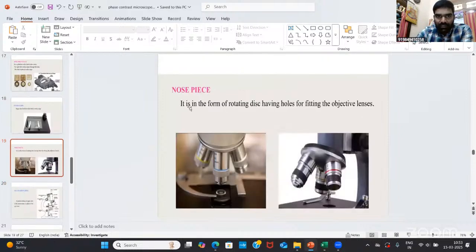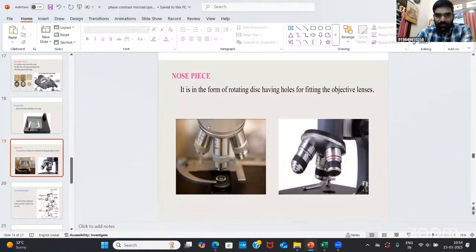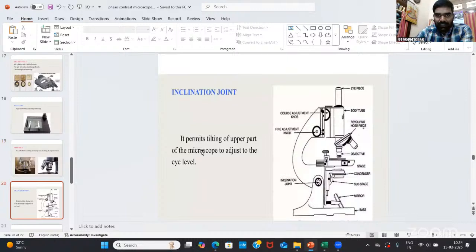This is the nose piece. It is in the form of a rotating piece having holes for the fitting of the objective lens. For the fitting of the objective lens, we will use the nose piece. Inclination joint. It permits tilting of the upper part of the microscope to adjust the eye level. To adjust the eye level, the inclination joint is needed.